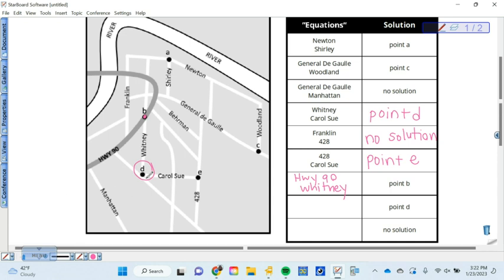What about point D? Yeah, Whitney and Carol Sue, it repeats. And then what about two roads that would produce no solution? Yeah, good. Franklin and Woodland. Can I get another pair of roads?